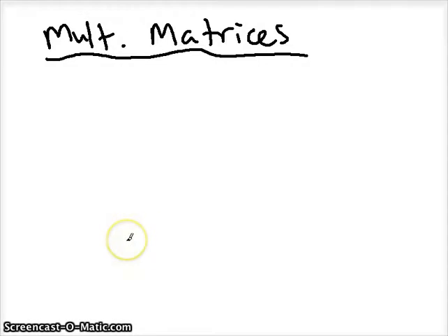In this video we're going to be multiplying matrices. This process can be kind of daunting, kind of confusing. It can get complicated. It could be a lot of numbers all at one spot. So it's very important to stay organized when you're multiplying matrices.